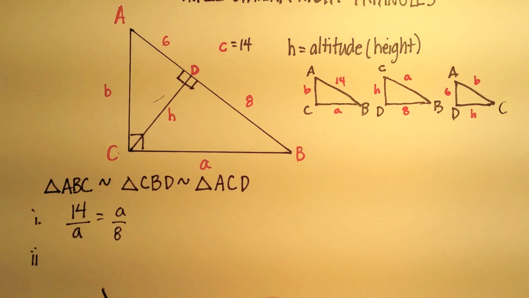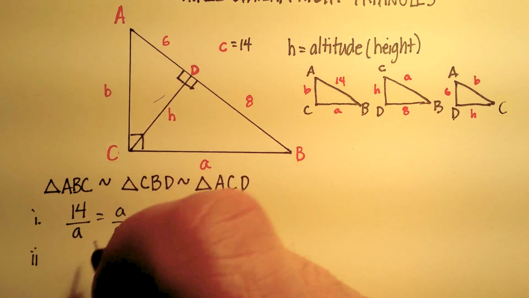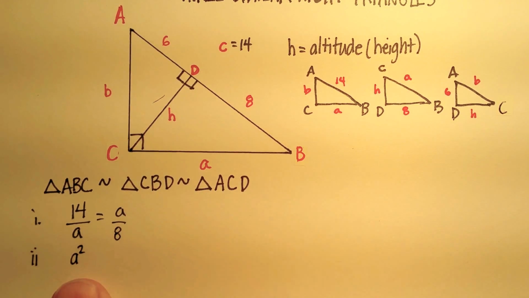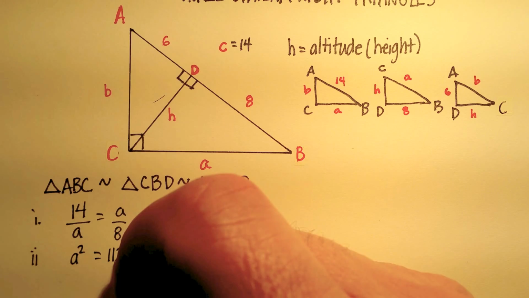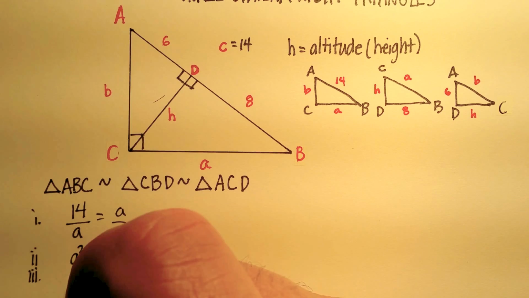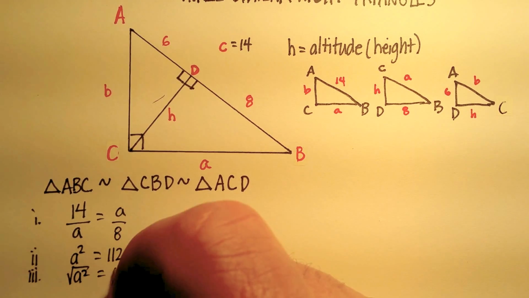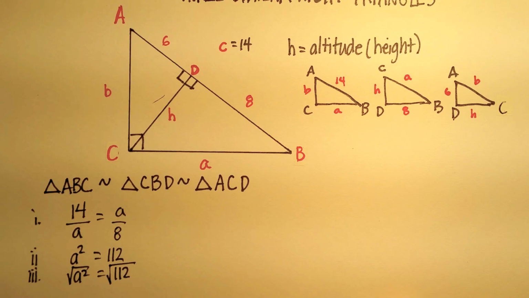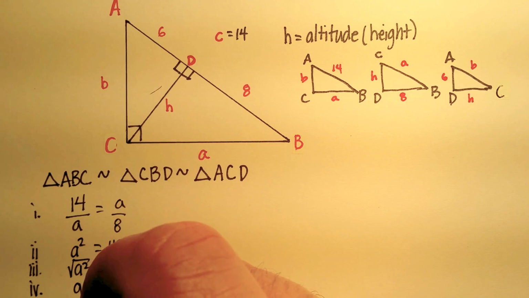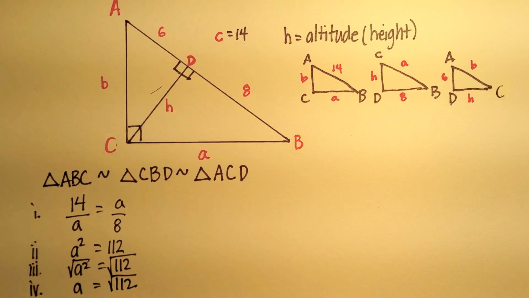Let's try it. We'll do cross products. And we know that A times A is A squared. And we know that 8 times 14 is what? 100. And give me 1 second. 8 times 14, I just want to make sure I don't screw this up, is 112, right? Okay. And then I'm just going to take the square root of both sides. And I'm going to end up with A is equal to the square root of 112.